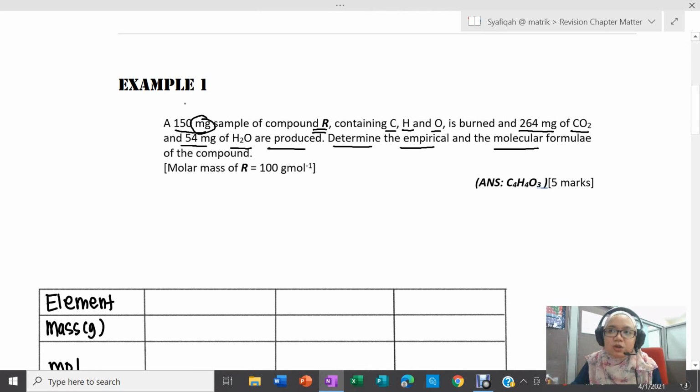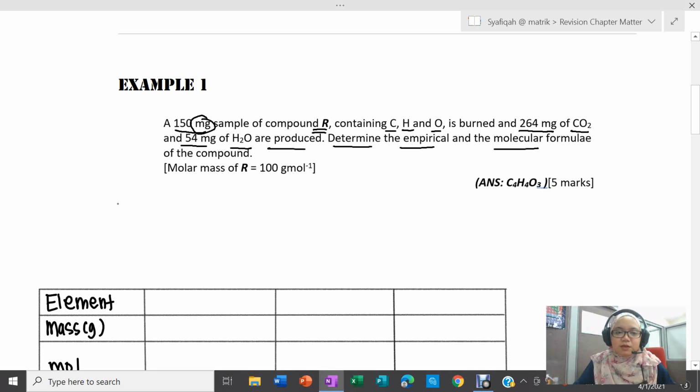answer this question. Okay, to answer this question, first, awak tengok ni, dia punya mass dekat sini in terms dalam unit milligram. So what you need to do, you need to convert this into gram. Kenapa? Sebab molar mass in terms dalam unit gram per mole, betul tak? So nanti kalau awak nak cari number of mole, kalau awak still dalam milligram, tak kepayah macam tu. So siap-siap terus tukarkan dia jadi dalam bentuk gram.